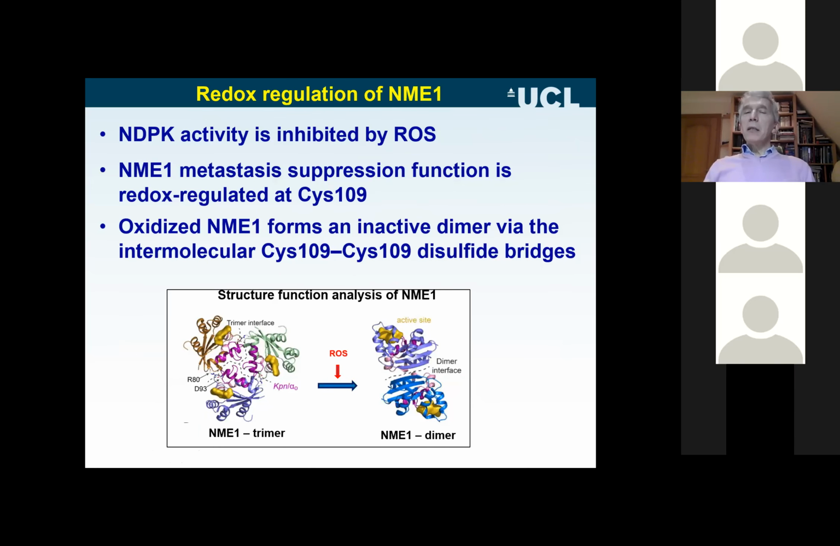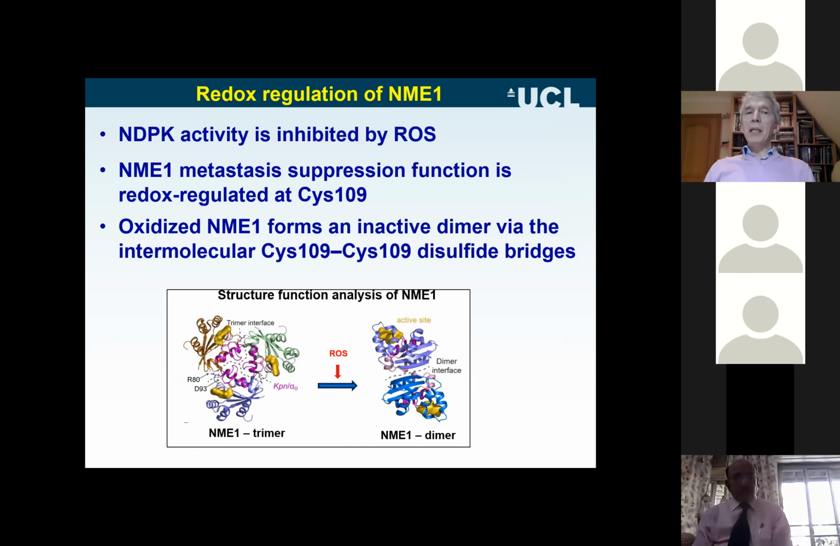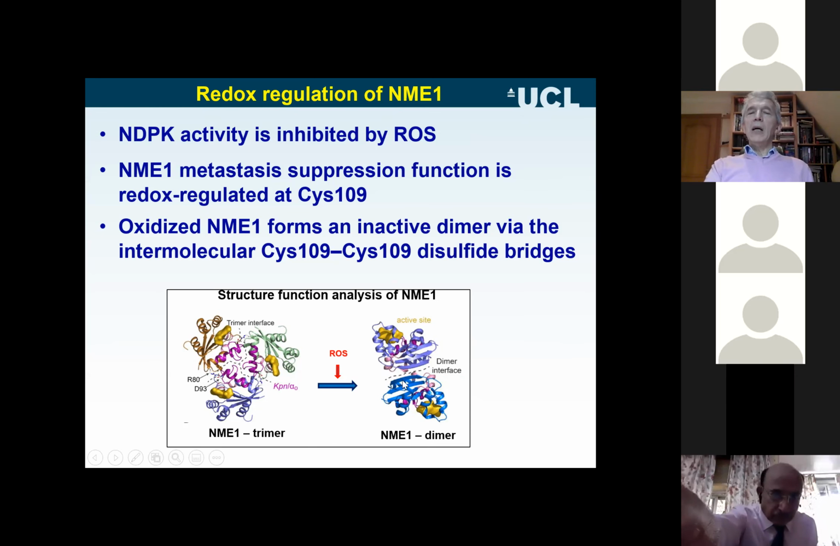Studies from other laboratories revealed that NDPK activity of NME1 is strongly inhibited by reactive oxygen species. And the metastasis suppression function of NME1 is dependent on, and inhibited by, the redox-regulated cysteine 109. The structure of NME1 has been solved by NMR and crystallography, and they revealed that under physiological conditions, it would form a functional trimer with a catalytic center in the middle. However, when purified NME1 is exposed to reactive oxygen species, the trimer would dissociate, and this would lead to the formation of inactive dimer. And this dimer formation is mediated via cysteine 109, which is a redox-sensitive cysteine.